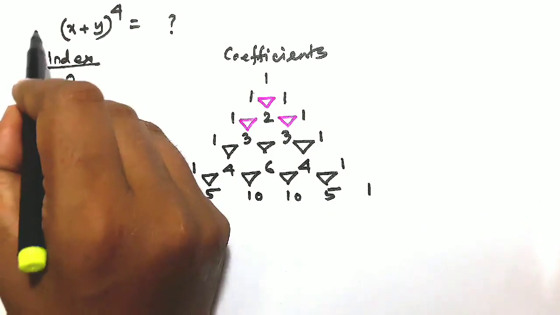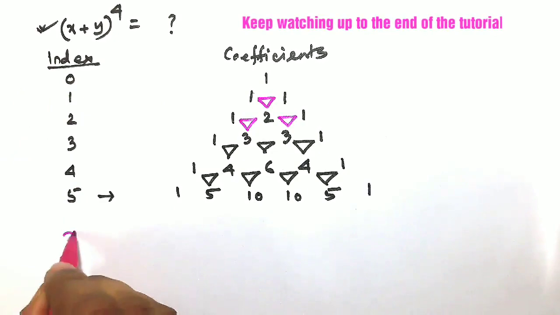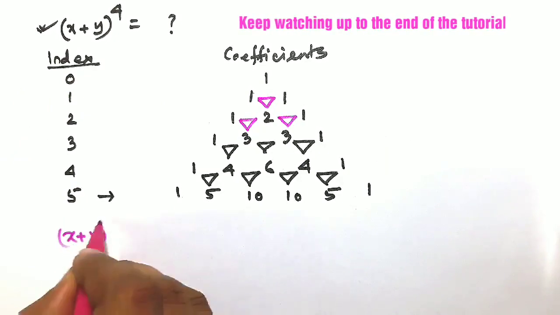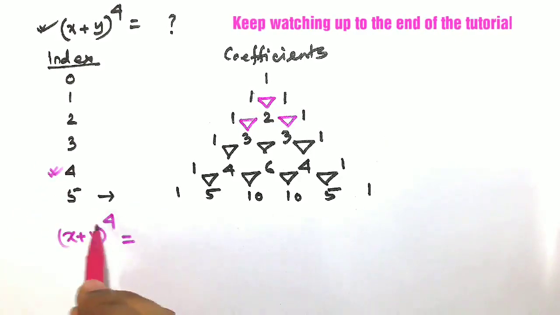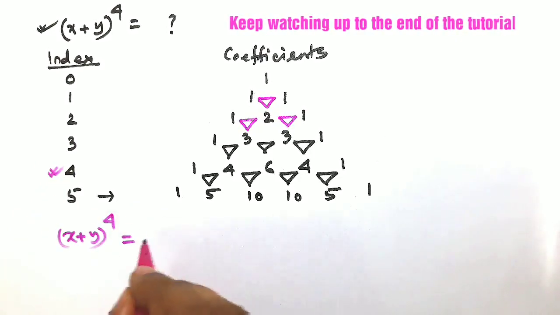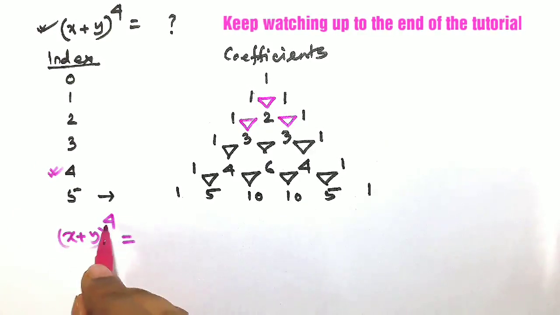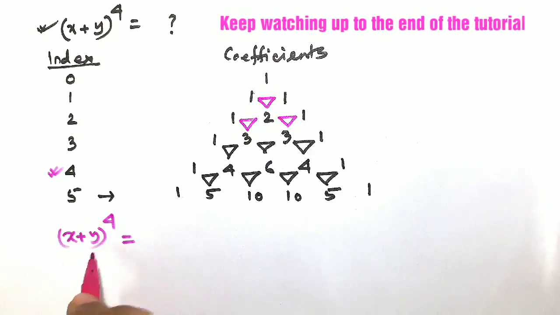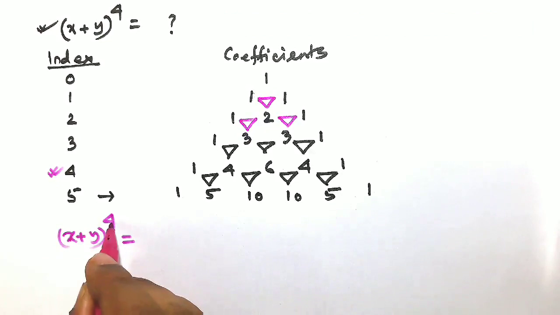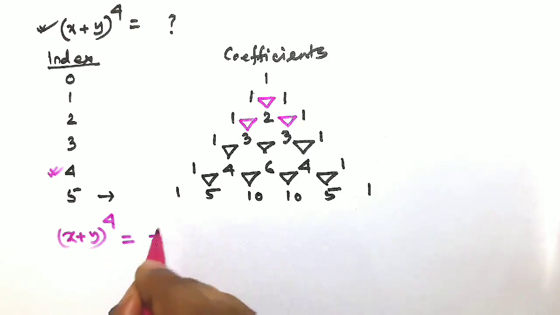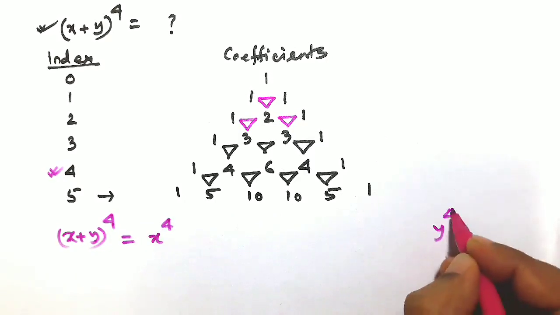So my question was, what is the formula of (x + y)^4? So write (x + y)^4. This is index 4. In the last tutorial I told, whatever is given, (x + y)^4, (x + y)^3 or (x + y)^5, the first term will be x to the power of the given index, that means x^4, and the last term will be y^4. I write y^4.